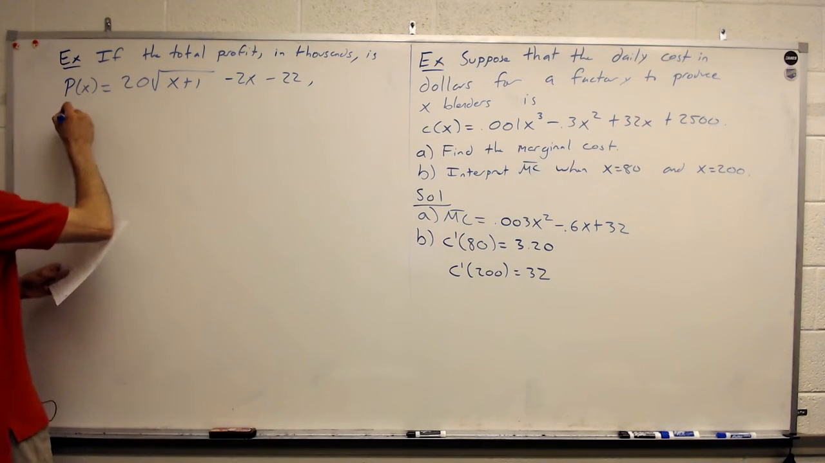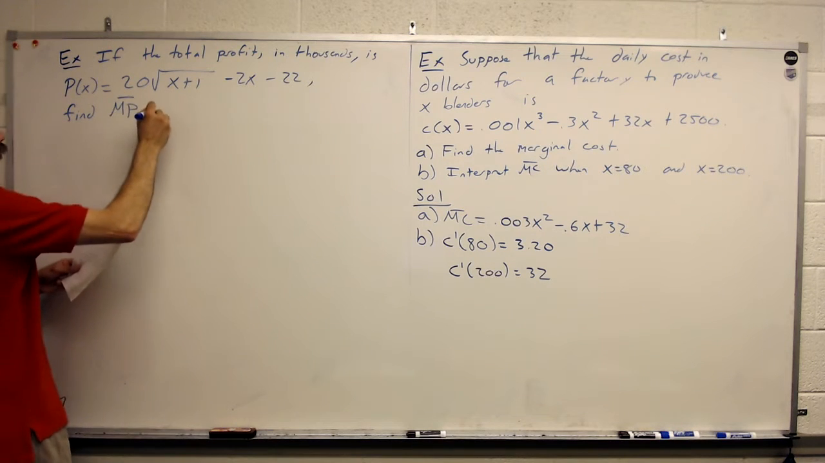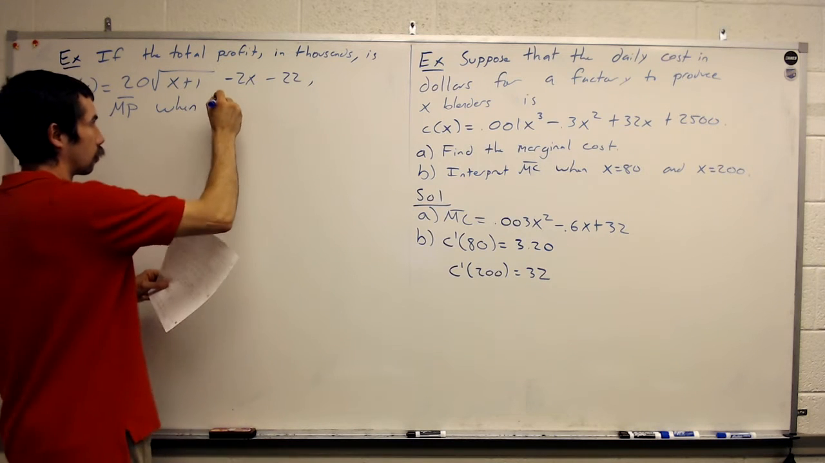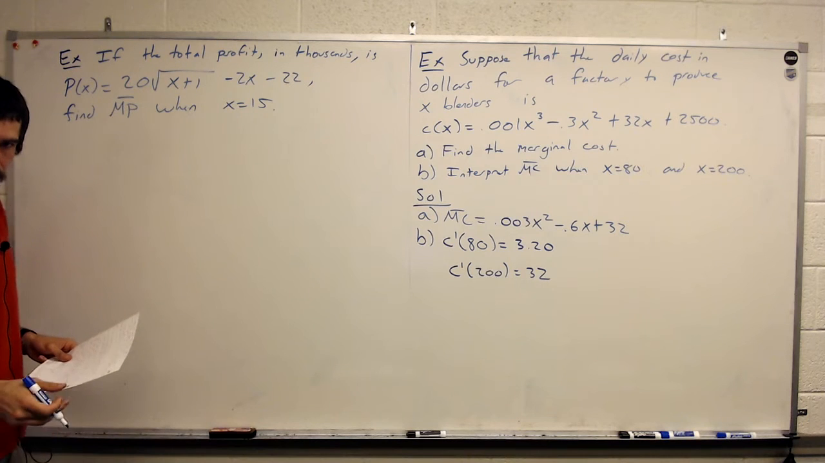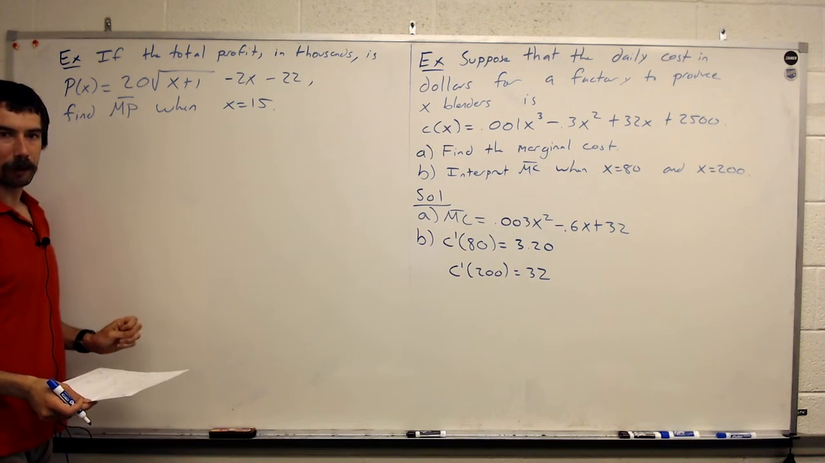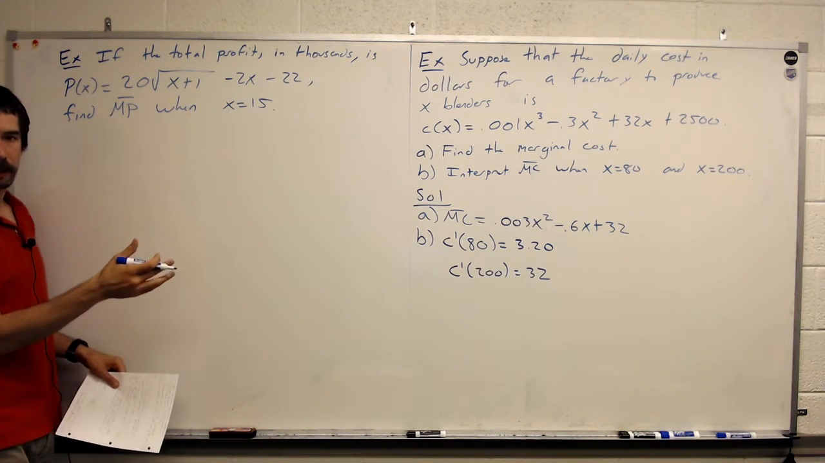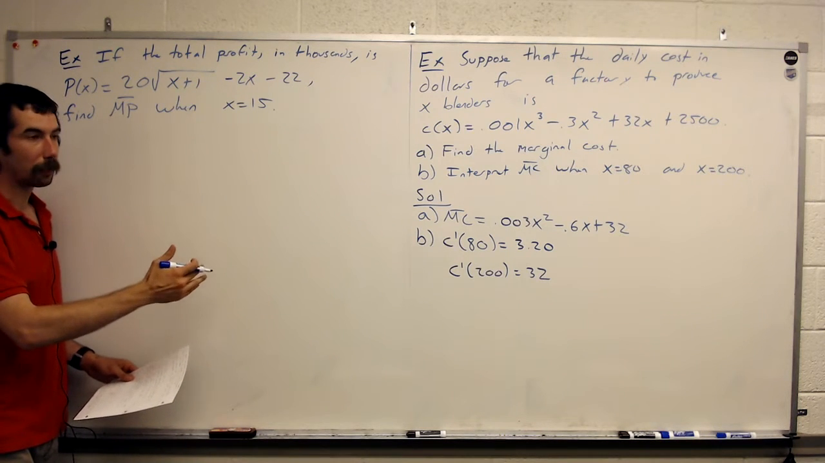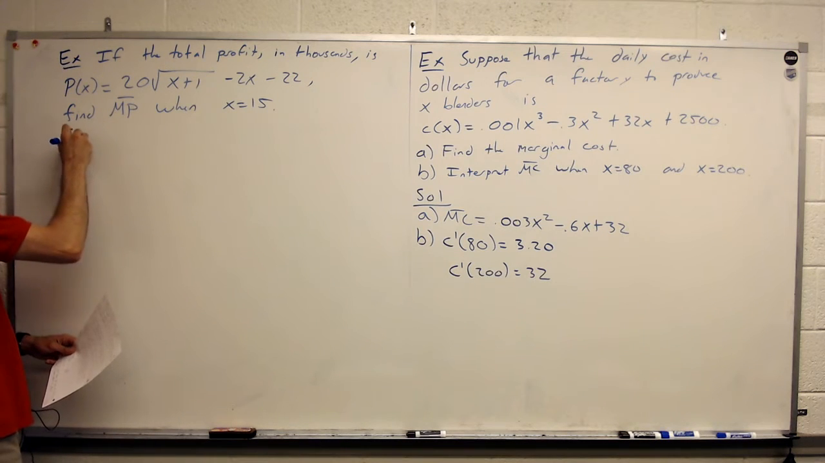I want us to find the marginal profit when x equals 15. All right, so don't go freaking out about the square root. You can handle it. So what do we do? We rewrite our function. Instead of having the square root symbol, you have it raised to the 1/2 power. And then we could just use the power and chain rule.